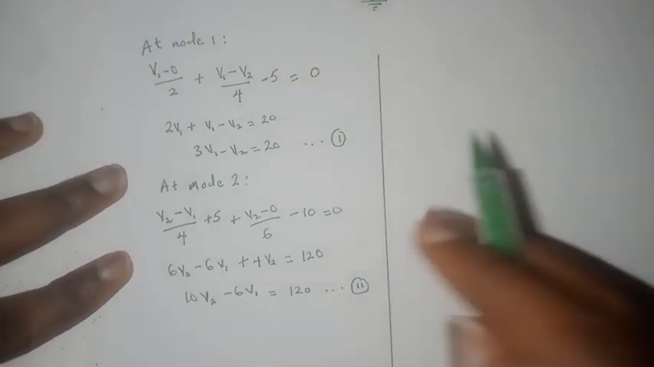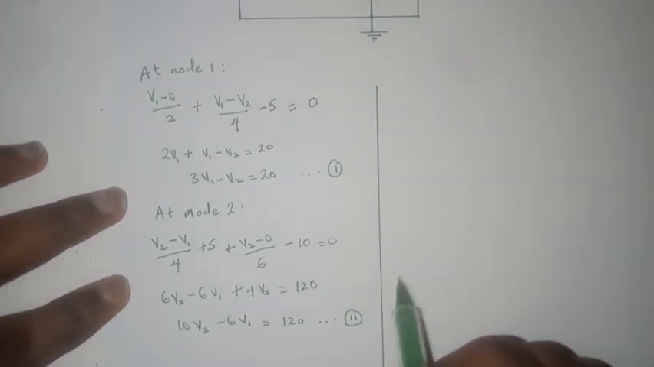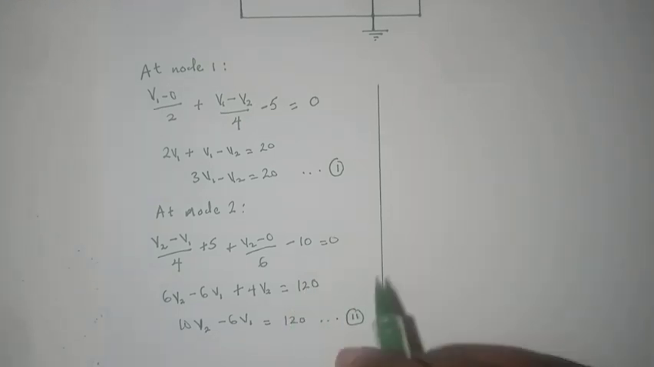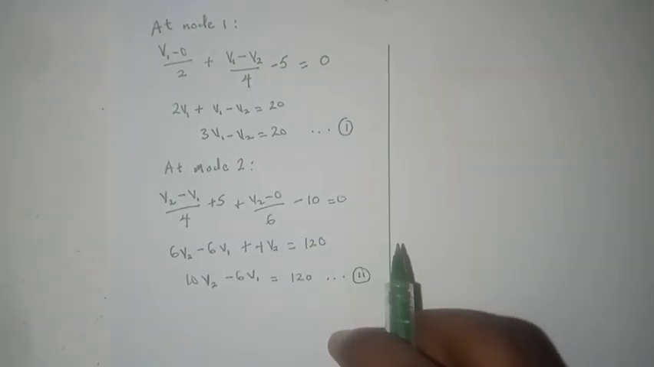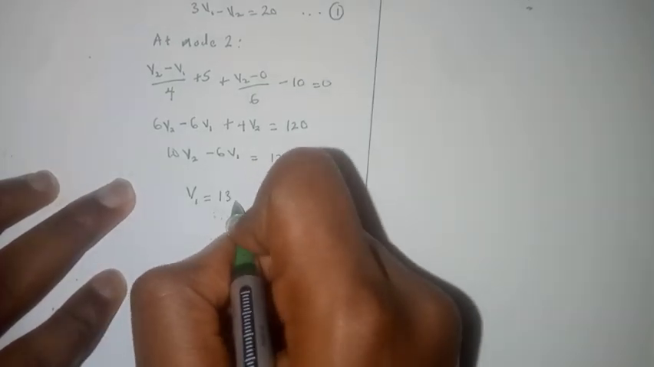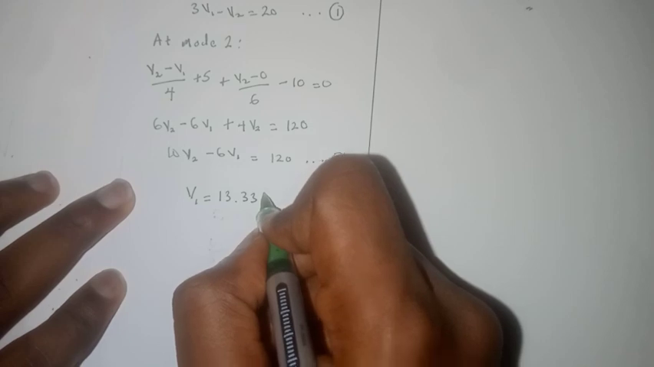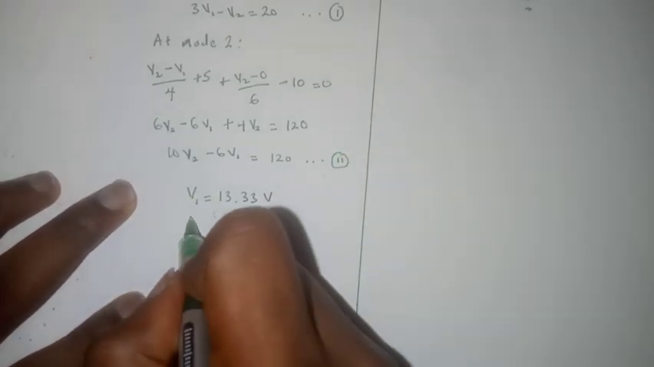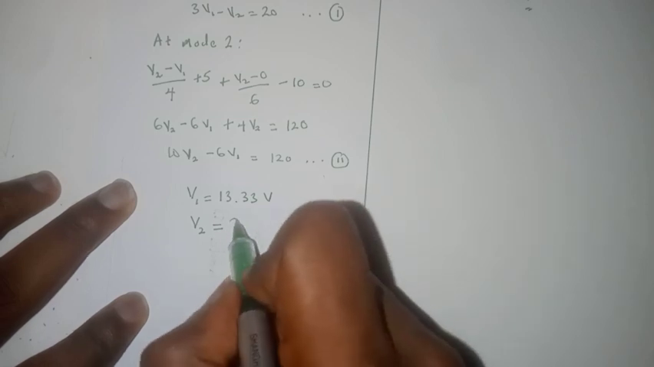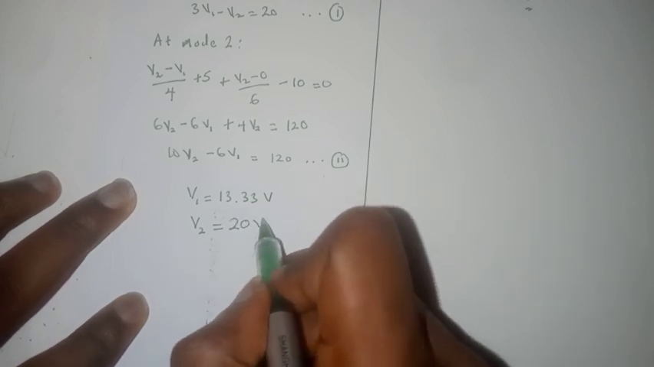We can then proceed to solving this simultaneously. And by doing that, we would have V1 equals 13.33 volts, while V2 equals 20 volts.